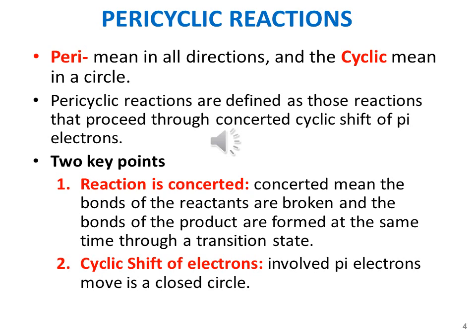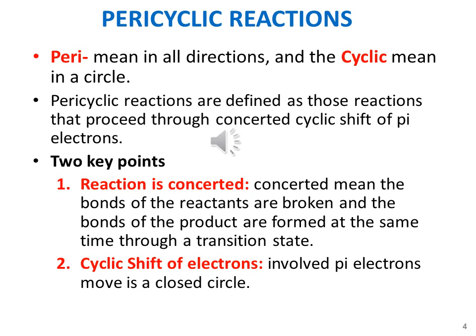So the two key points are that the pericyclic reaction should be concerted. Concerted means the bonds of the reactants are broken at the same time as the bonds of the products are forming in a transition state, and additionally the pi electrons move in a cyclic manner or in a closed circle. If you see these two characteristics in a chemical reaction, you may say that this is a pericyclic reaction. If only one of these characteristics is found, it is not a pericyclic reaction. Both characteristics should be found in a chemical reaction for it to be declared a pericyclic reaction.